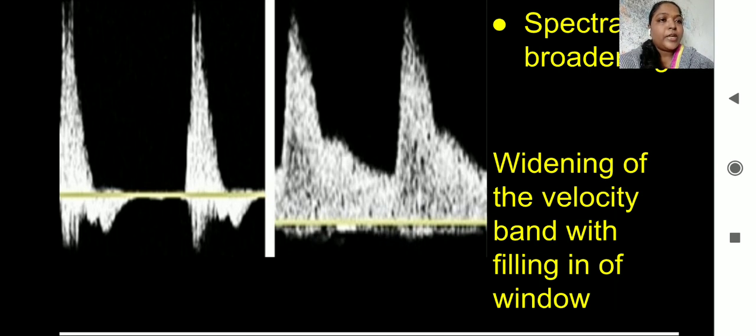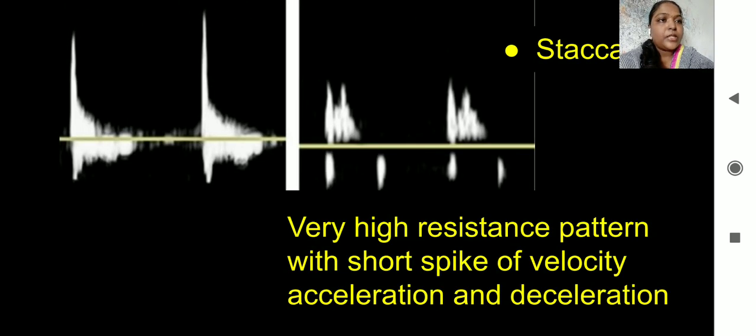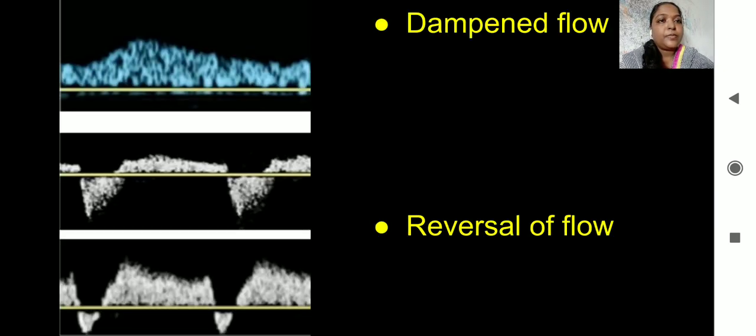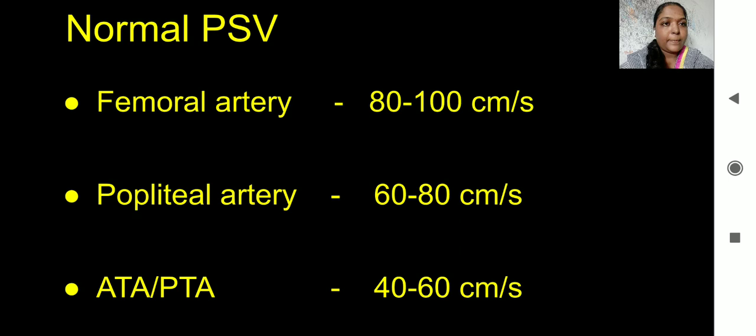Spectral broadening is the widening of the velocity band with filling in of the window. Staccato waveform is a very high resistance pattern with a short spike of velocity acceleration and deceleration. Usually this type of waveform is seen in the pre-stenotic site when there is very tight stenosis distally. Dampened waveforms will have very low velocity and slow upstroke. In flow reversal, we see abnormal reversal of the waveform below the baseline.